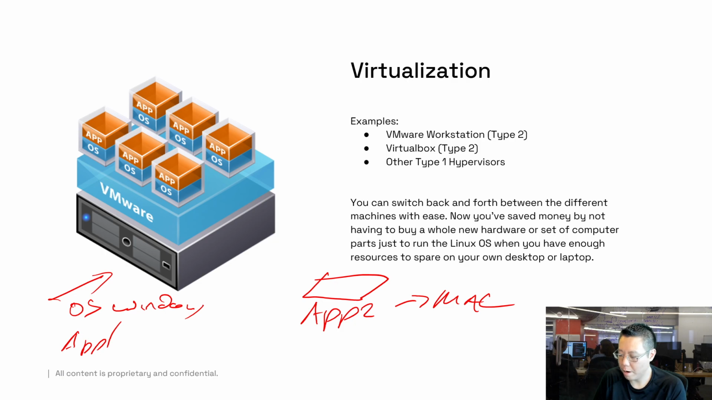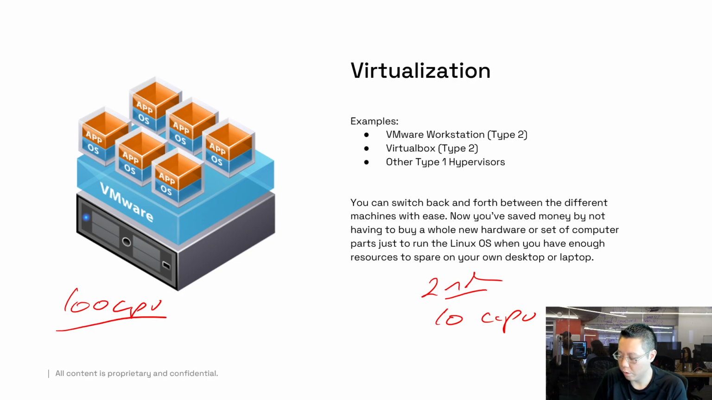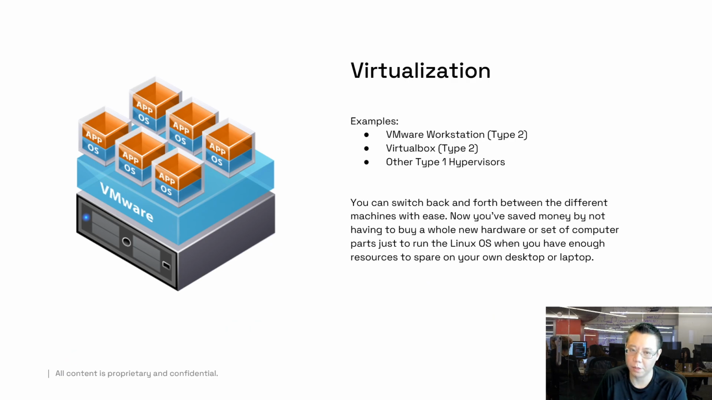So let's say you had a really powerful first computer here. If your first computer had 100 CPUs and your second computer had 10, and your application only ran with 2 CPUs, you actually are wasting quite a bit of resources because a lot of that stuff is idling. And so why duplicate all that effort? Here's where virtualization comes in.